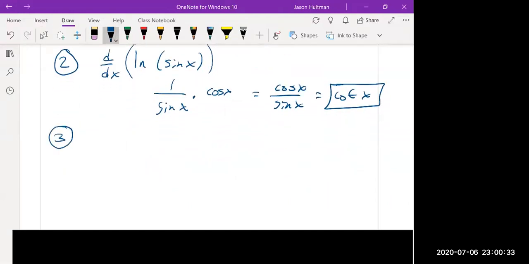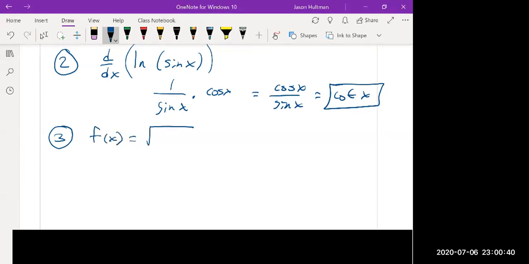Okay, number 3. f of x is equal to the square root of natural log of x. Okay, let's take a look at this one real quick. f of x is equal to the square root of natural log of x.